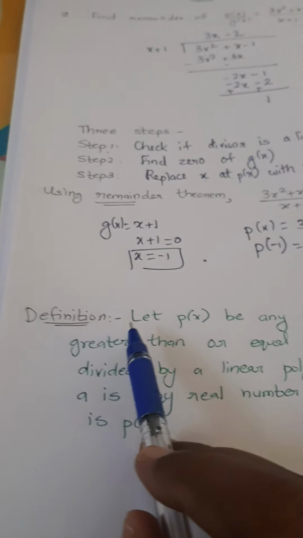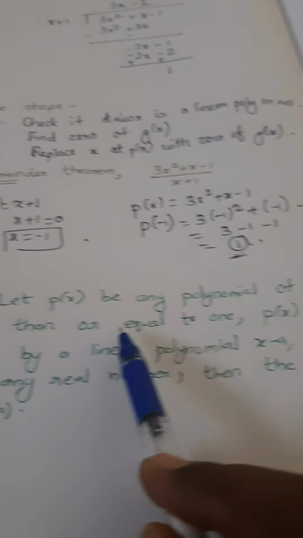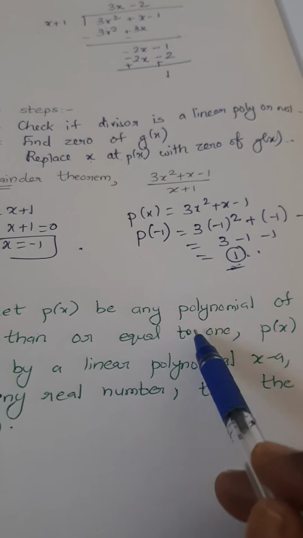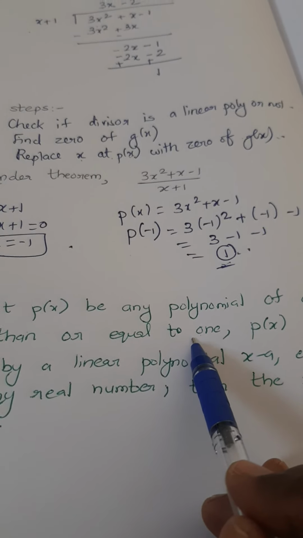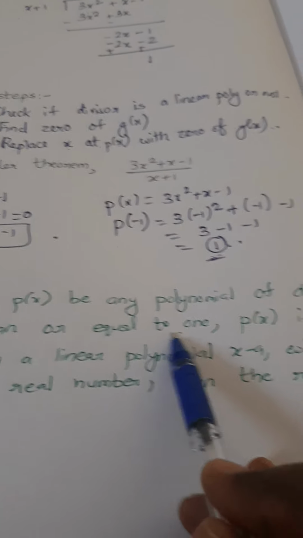So what is the definition of the remainder theorem? Let p of x be any polynomial of degree greater than or equal to 1. Okay, so the p of x dividend can be either a linear polynomial or a polynomial of degree greater than 1, that is quadratic, cubic, whatever.